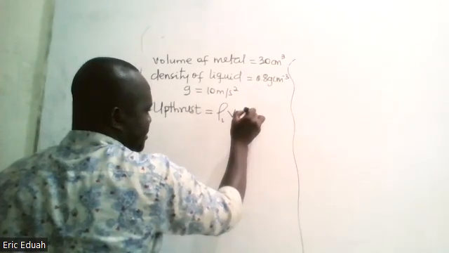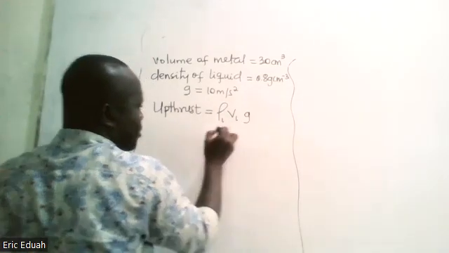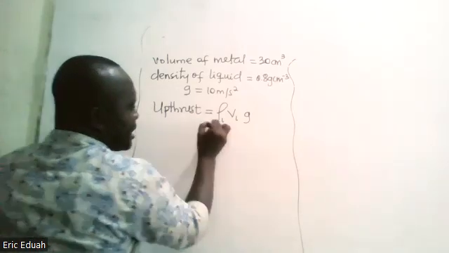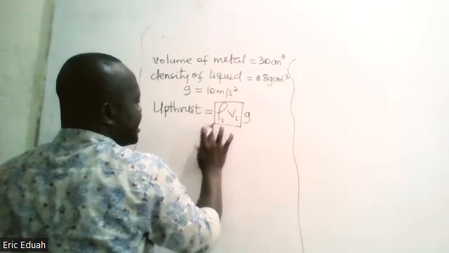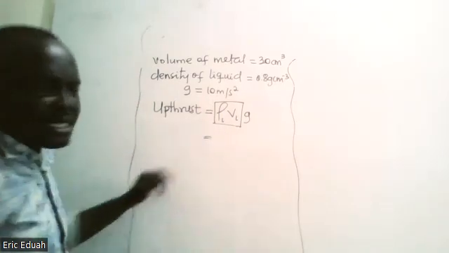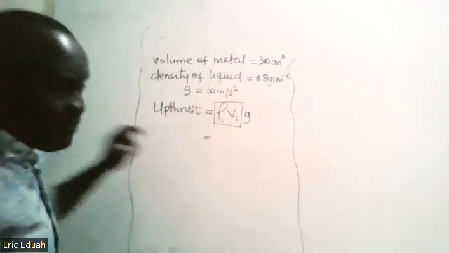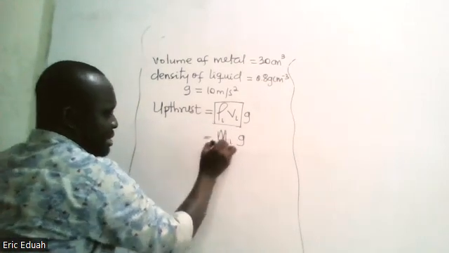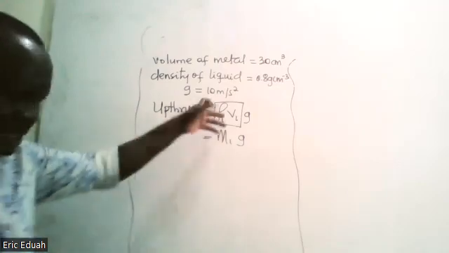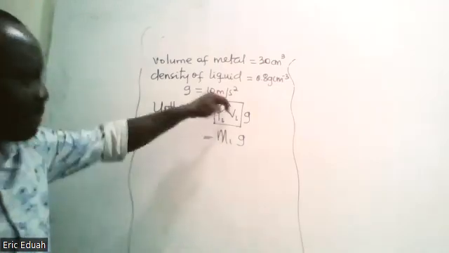Times the gravity. And the underlined term is also, since mass is density times volume, this is also mass of liquid displaced times g. So don't forget, it can be this, it can be that, all right?